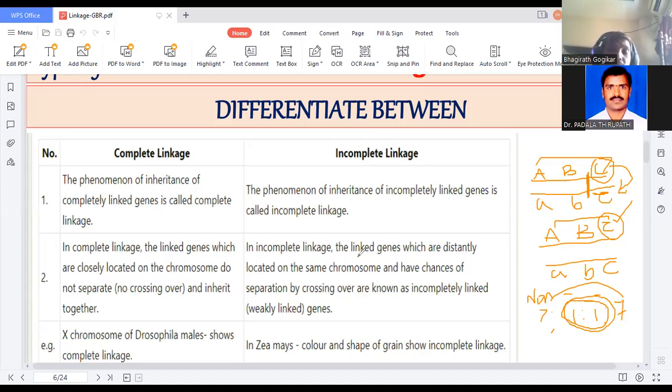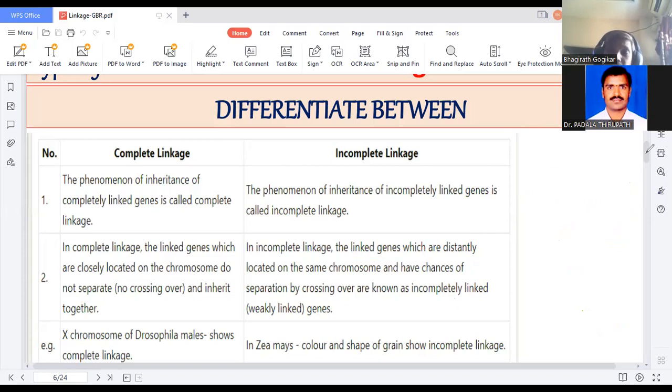In incomplete linkage, the linked genes are distantly located. If the distance is very small, there is no chance of separation. If the distance is far away, there is a chance to separate the linked genes by crossing over. This is known as incomplete linkage. Are you followed my lecture? Yes, sir. Okay.